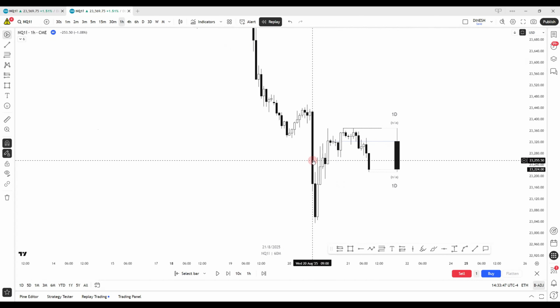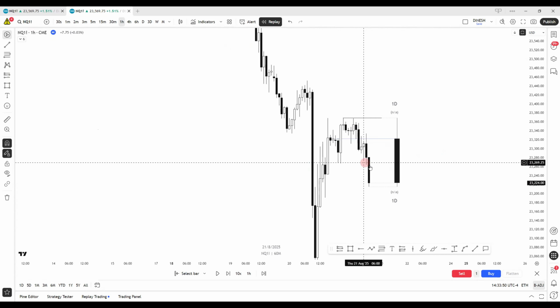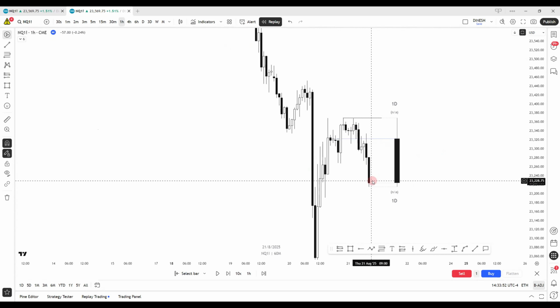There's no proper key level at all. I directly entered a buy setup here. So that was the major mistake I made on Thursday. So I only got this stop loss. Okay.